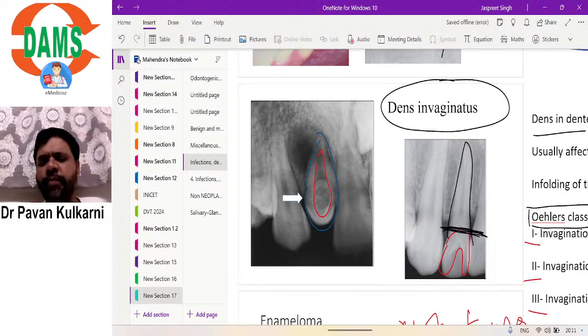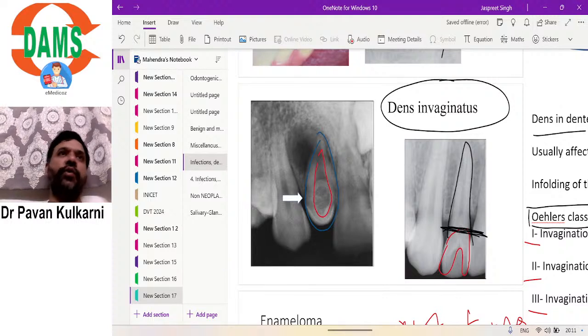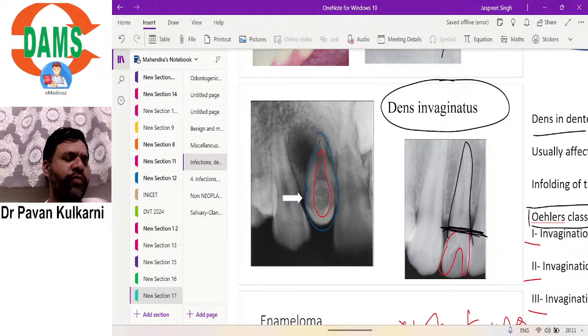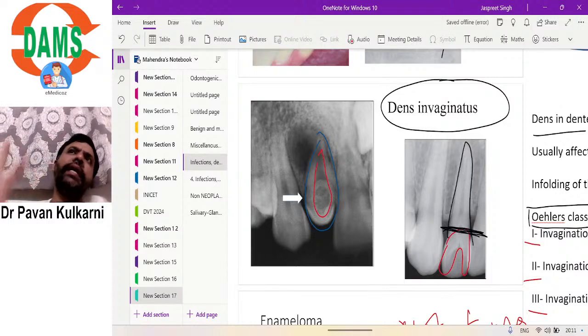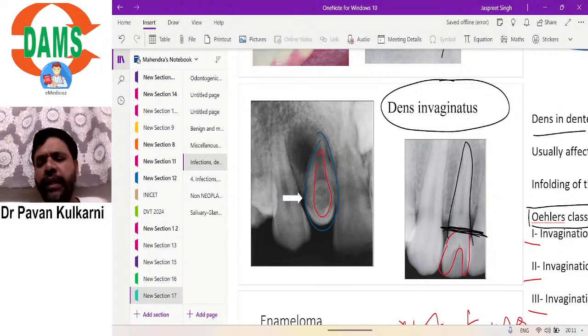Now here, what we are supposed to remember is that you have to remember the names. You have to remember this image also, that typically as if one tooth is enclosing another tooth. And you are also supposed to remember the alternate names. Dens invaginatus is also known as, okay, what are the other names of this? Dens invaginatus.